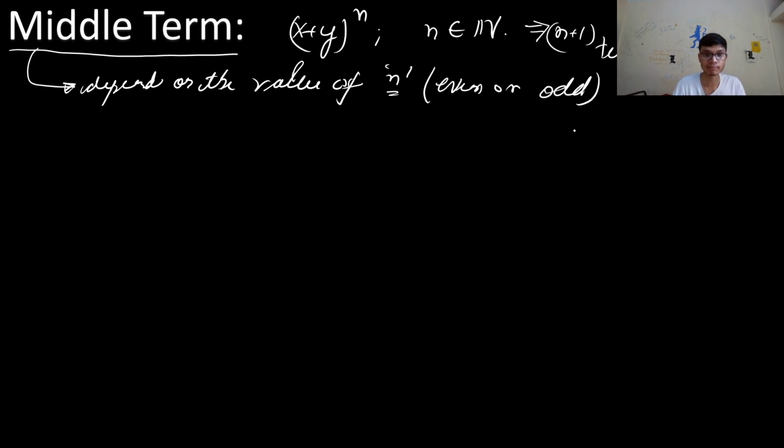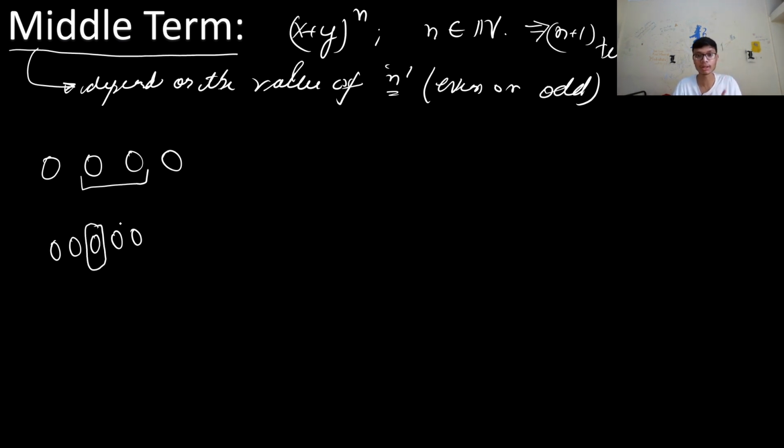So in n plus 1 terms, it depends on whether the value of n plus 1 is even or odd. क्योंकि मान लो आपके पास कोई चार ऑब्जेक्ट्स हैं। अगर मैं पूछूं इस चार ऑब्जेक्ट से मिडिल वाला ऑब्जेक्ट कौन सा है, तो you won't be able to say which one is the middle object. आप बोलोगे ये दोनों ऑब्जेक्ट मिडिल ऑब्जेक्ट हैं। But if instead I give five objects and ask you to choose the middle object, you will say that this particular quantity is the middle object. That means a unique object is the middle object.